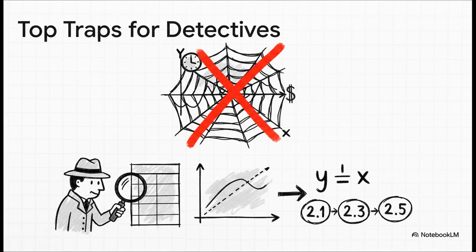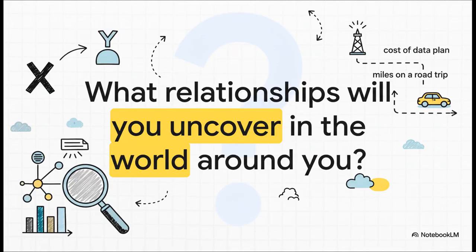And second, don't just assume a relationship is multiplicative because the numbers are getting bigger. You have to do the division test. If y divided by x isn't a constant number, then it's not a multiplicative relationship. Simple as that. So there you have it.